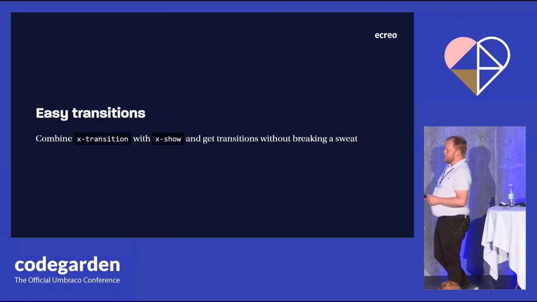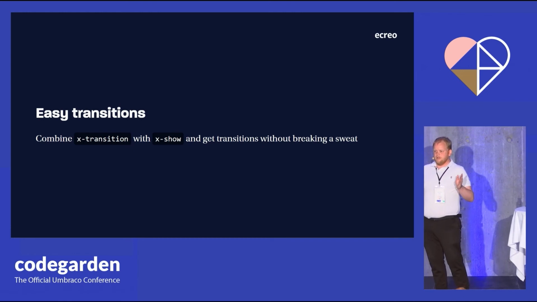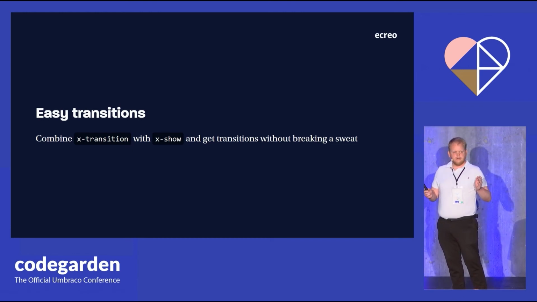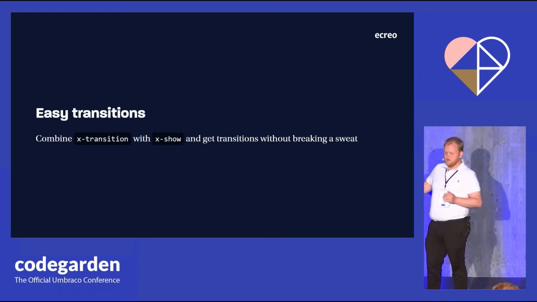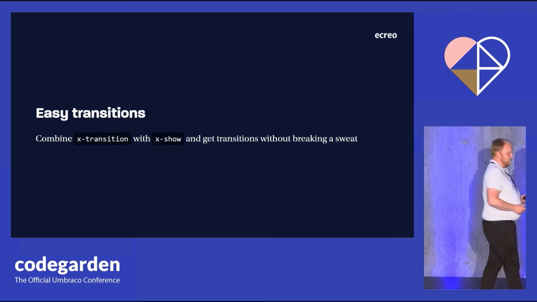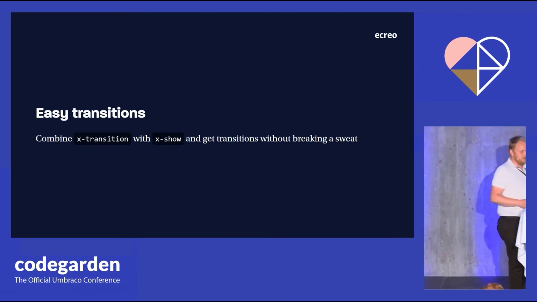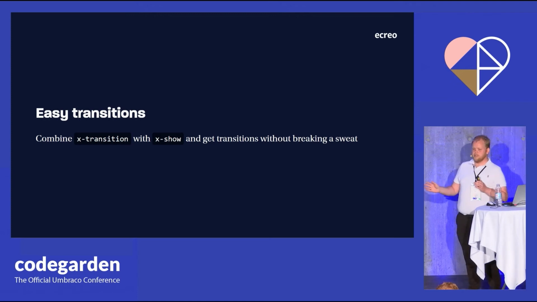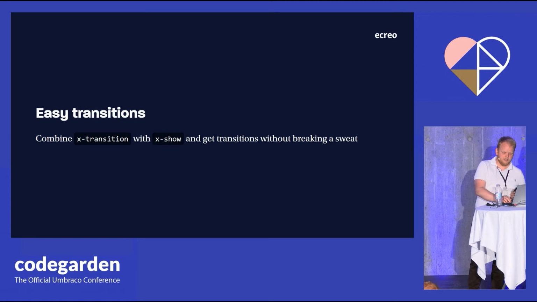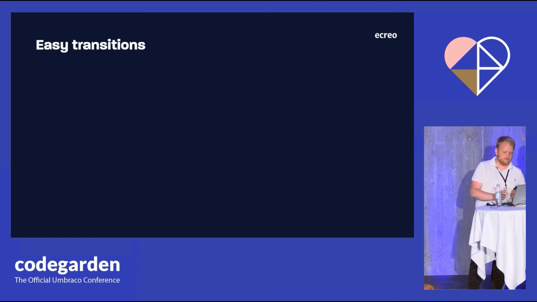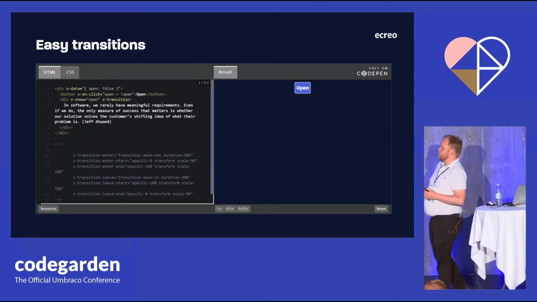Another cool part of it is, a quick show of hands. How many of you are used to Vue before? A lot. So you probably know the transition API in Vue, and it's quite similar in Alpine.js. The simplest way is just adding the xTransition attribute, and then you combine it with xShow to let Alpine know that something should be shown, and then transition in.